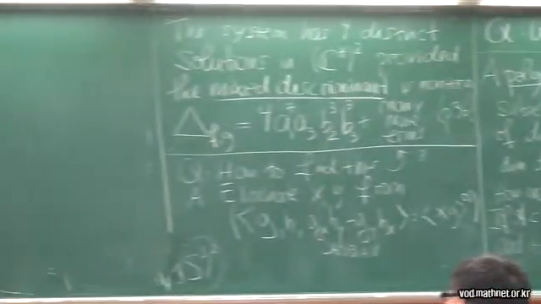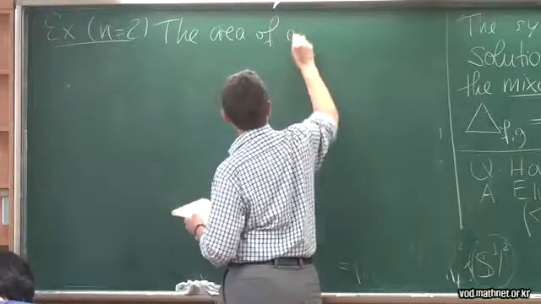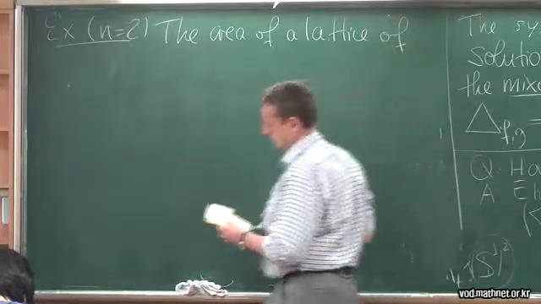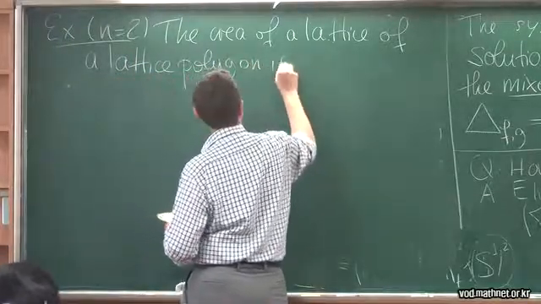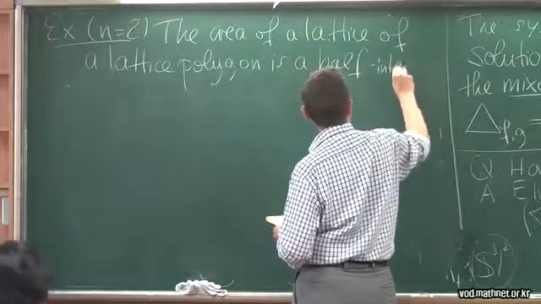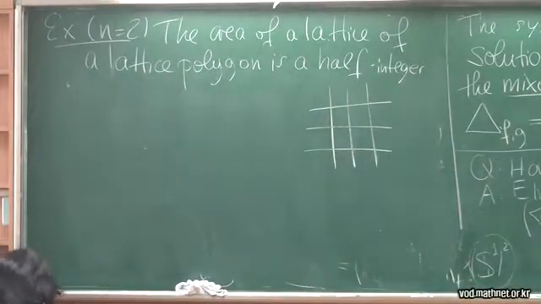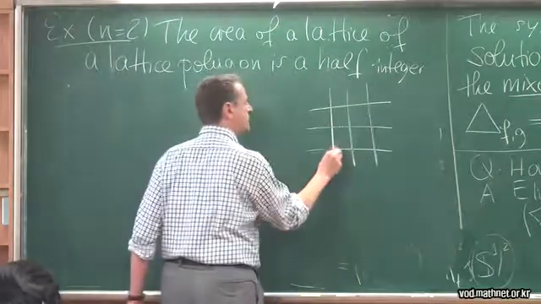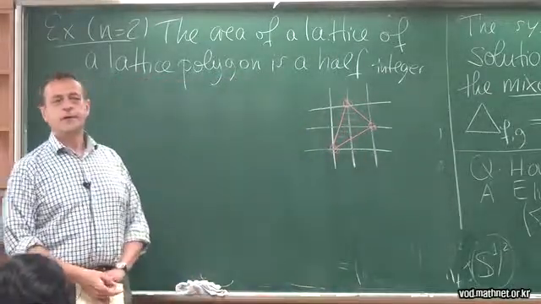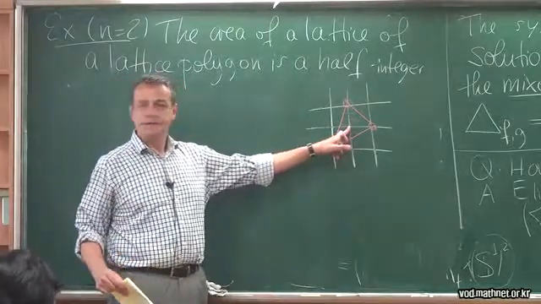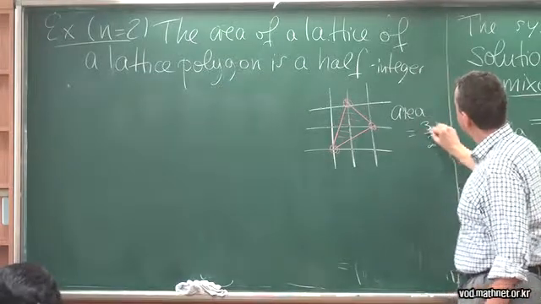Okay, so in the plane, if n is equal to 2, the area of a lattice polygon is a half integer. So d is 2, so times 2, we get an integer. For example, let's take this triangle. There are various ways to calculate the area, but the best way is to triangulate it using an interior lattice point, and then you have 3 small triangles. So the area, the 2-dimensional volume, is 3 over 2, 1.5 for this example.